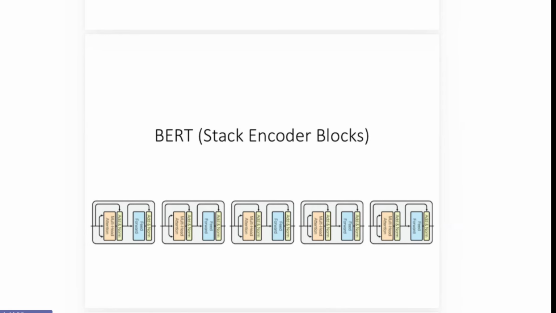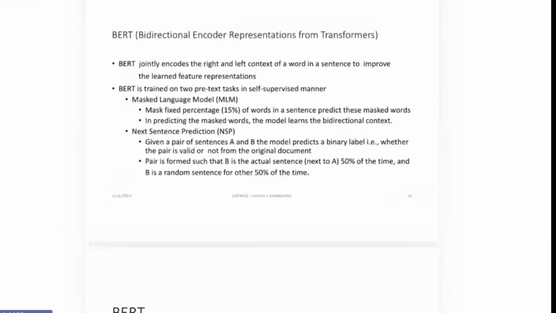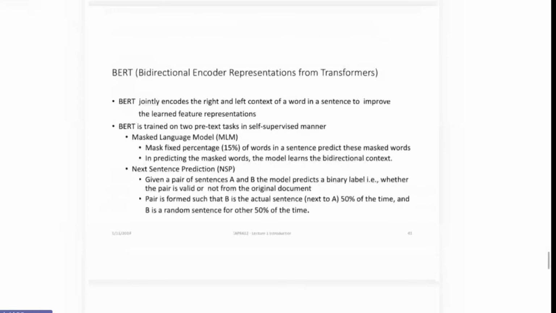Then people realized that, hey, why should we use both encoder and decoder? Why not only encoder? Why not only decoder? So BERT came, and BERT came up with the idea that, hey, I'll be using only encoder. So BERT is like a stack of encoder blocks. Whatever you have seen on the encoder side, you're just taking the encoder side, and that is your BERT. And how is the training happening here?